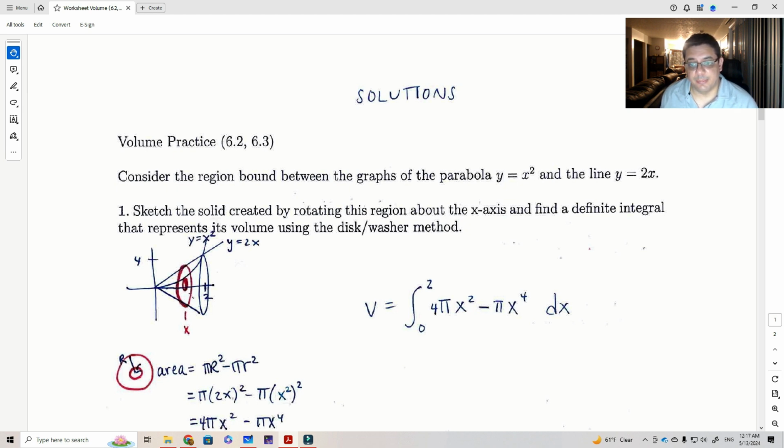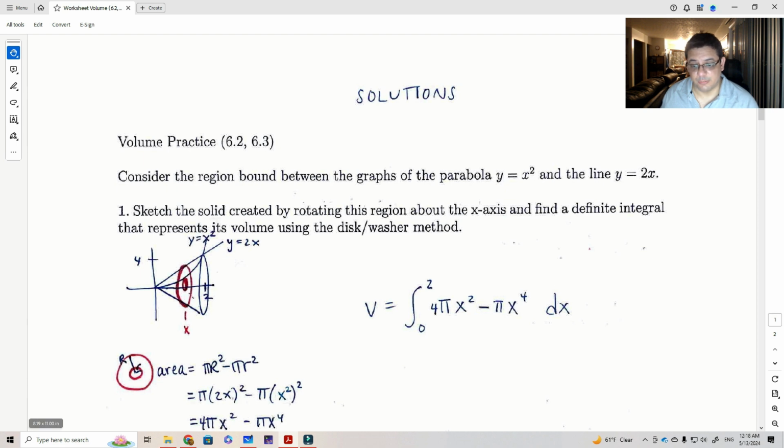where on top we have the line y equals 2x, and below we have the y equals x squared parabola. When we rotate this around the x-axis, we're going to have this solid. Now, notice that the intersection of y equals x squared and y equals 2x is going to be at x equals 0 and x equals 2, since in both of them the values coincide. At 0, they're both 0, and at 2, they're both 4. So these are the points that we're going to use for defining the washer method.